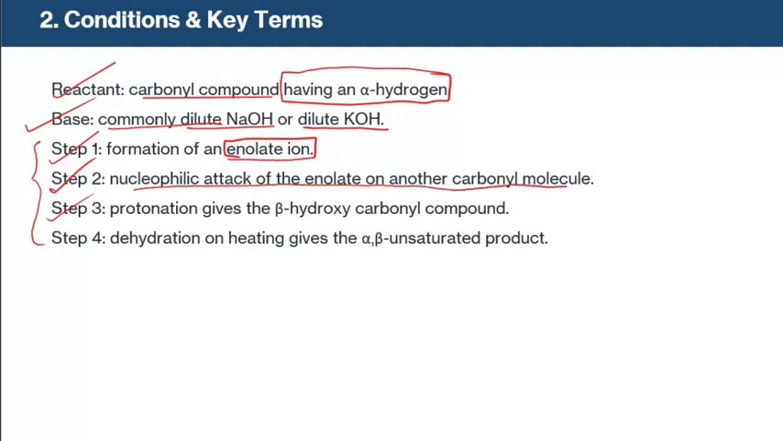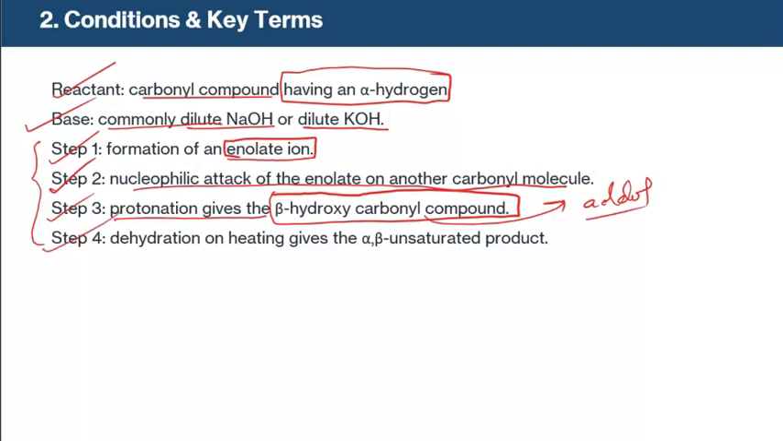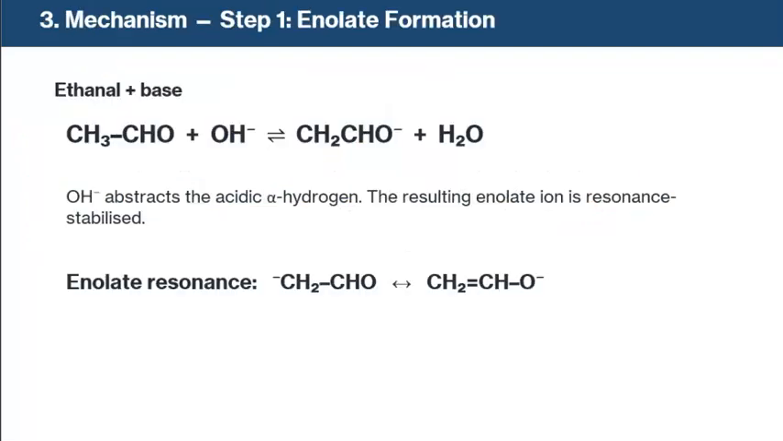In step 3, protonation gives the beta hydroxycarbonyl compound. Beta hydroxycarbonyl means either a beta hydroxy aldehyde or a beta hydroxy ketone, which is known as an aldol. Clear. And in step 4, dehydration on heating gives the alpha beta unsaturated product. What is that alpha beta unsaturated product?